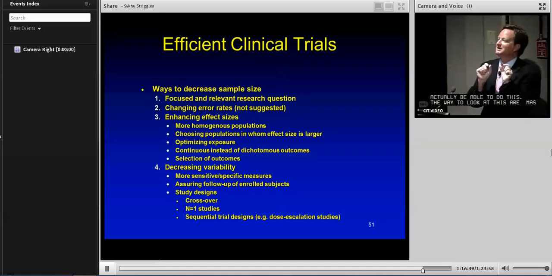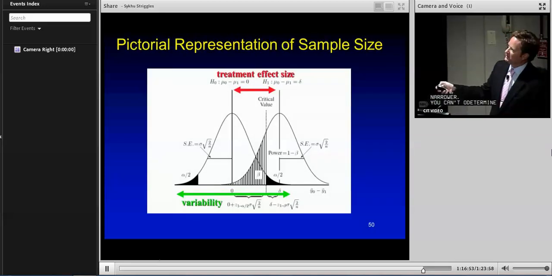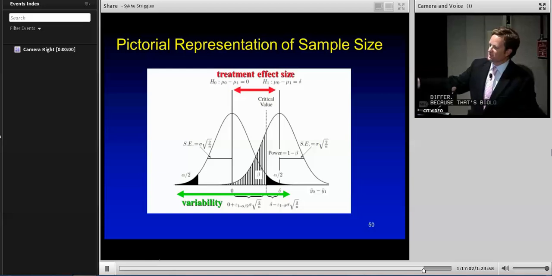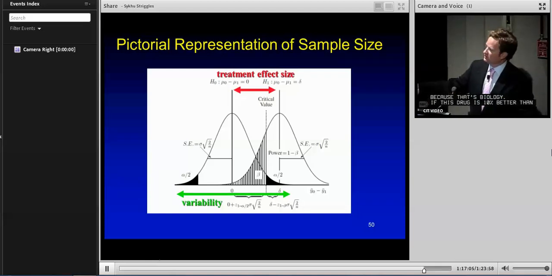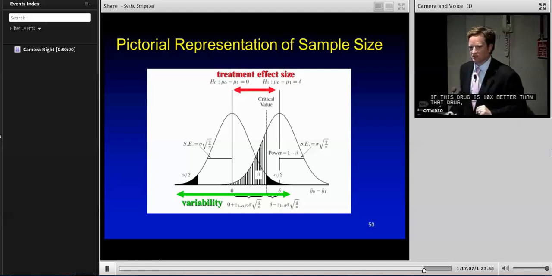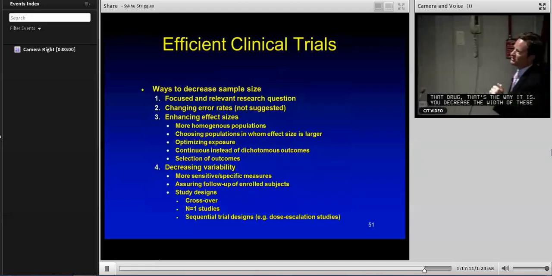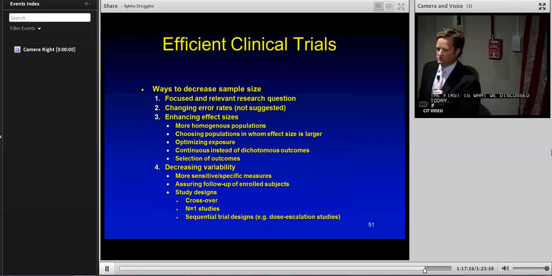You can't make an intervention better than it is. You can't make these two curves differ because that's biology. If this drug is 10% better than that drug, that's the way it is. What you can do, though, is decrease the width of these curves. And you can do that through several things. The first is what we discussed today: have a very focused and relevant research question.